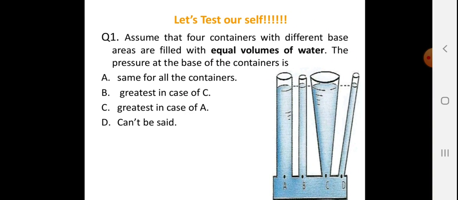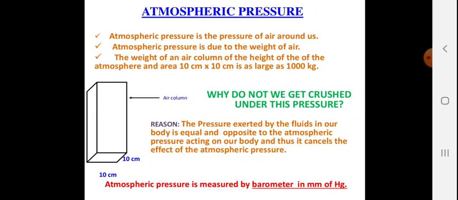Now, assume 4 containers with different base areas filled with an equal volume of water. The pressure at the base of the container will be, which one is going to be the highest pressure? You can see that. Which will apply the highest pressure, or can you say that they have an equal amount of pressure? You can guess and you can let me know.